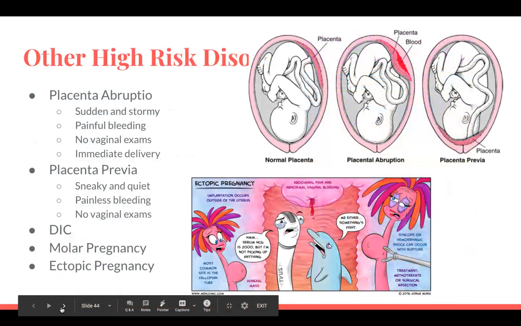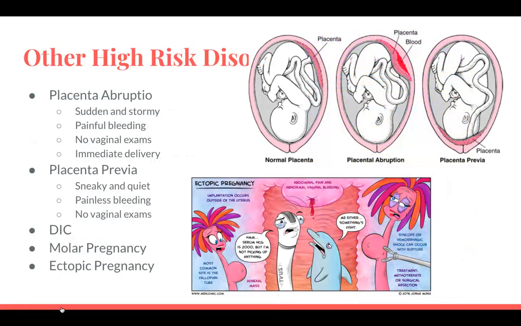So other high-risk disorders. Placental abruption is sudden and stormy, versus placenta previa, which is sneaky and quiet. Signs of abruption are a board-like, rigid abdomen and painful bleeding, and you cannot do a vaginal exam. You're going to need immediate delivery. This is a medical emergency. But in both abruption and previa, you'll most likely deliver by C-section.